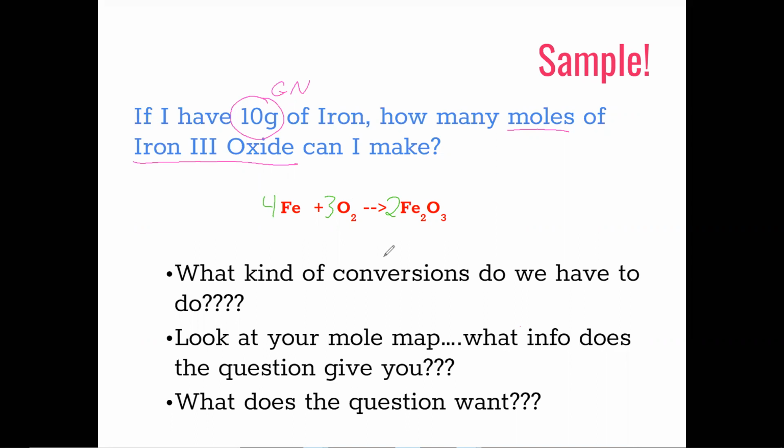Then we have to actually go ahead and look at our mole map and figure out what kind of conversion we have to do, because we know what our given number is, we know it's 10 grams, and we know I want moles. So we're starting with a gram amount, a mass, and we're going towards moles of something, right? We're not going for moles of iron, we're going for moles of iron 3 oxide. So the procedure on the mole map is going to change just a little bit.